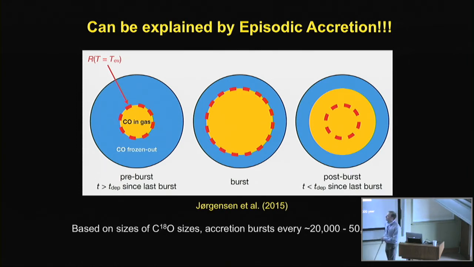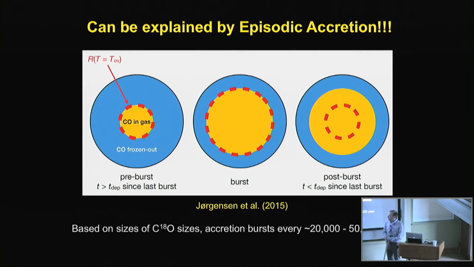And so we say this can actually be expected from episodic accretion. This is a cartoon that Jørgensen drew in 2015. If we think about the equilibrium state, we have CO frozen out here, and CO is in the gas phase right here because the star has a particular luminosity and is warming things up, releasing gas from the dust grains. All of a sudden we have a big accretion burst, the star lights up, and this equilibrium moves in this direction. Once the burst has calmed down and gone back to the original state, the equilibrium is back here. However, it takes time for CO to freeze back onto the dust grains. It doesn't happen instantaneously, so you can still have this much larger region.